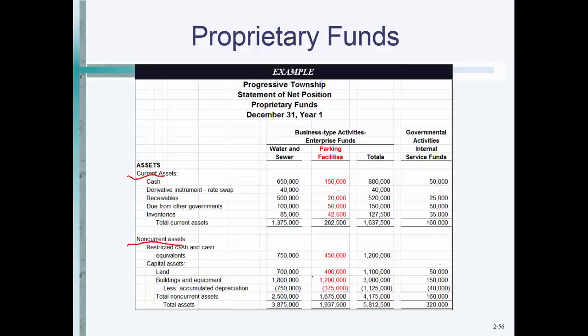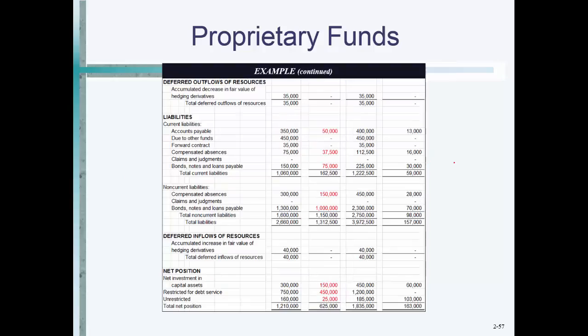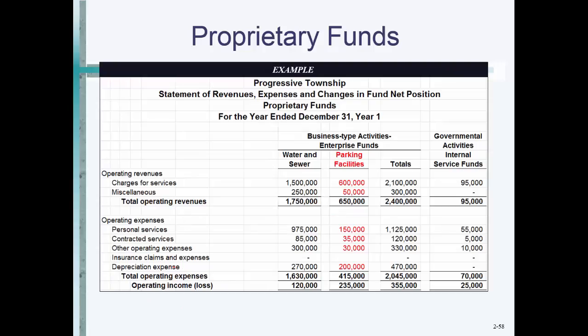This is our proprietary funds. We have our enterprise fund. This one had two, water and sewer and parking facility, and then we have our internal service fund. This is also a proprietary fund, right? Okay. Come over. We have our liabilities, current and non-current, and the difference is called what? Called net position. Okay, good.